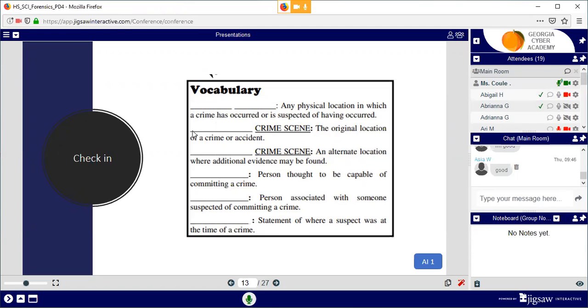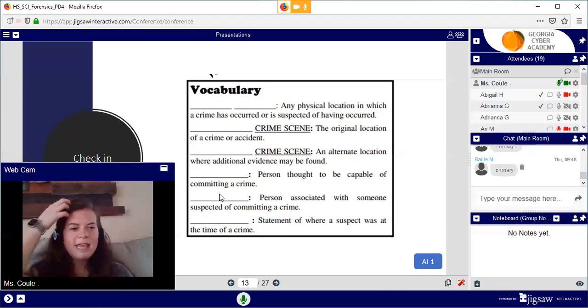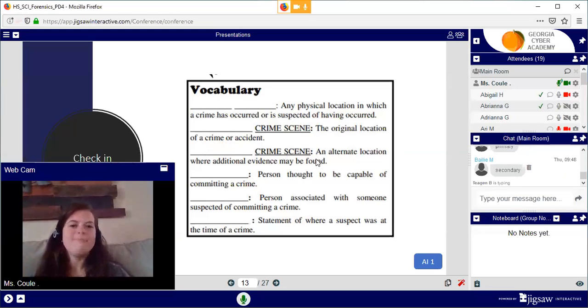What is any physical location in which a crime has occurred or is suspected of having occurred? What do you think? There you go, crime scene. Good job, Bailey and Tegan. All right, what about blank crime scene, the original location of a crime or accident? I know, this one is going to be a challenge. Good job, Tegan and Bailey. It's primary, all right? And then what is the second one, the alternate location, if that's primary? Good, secondary. All right, so let me explain something about that.